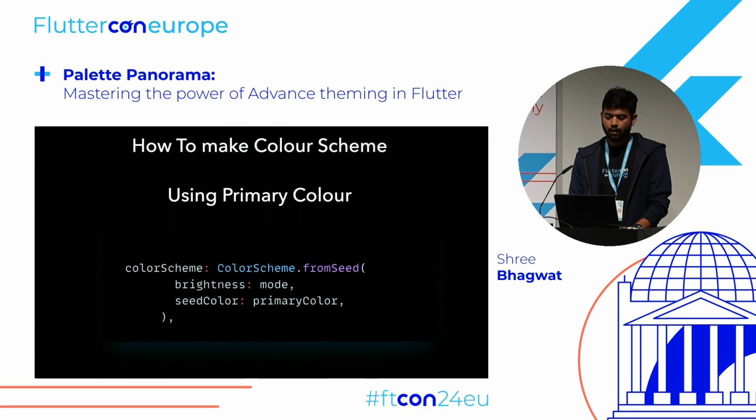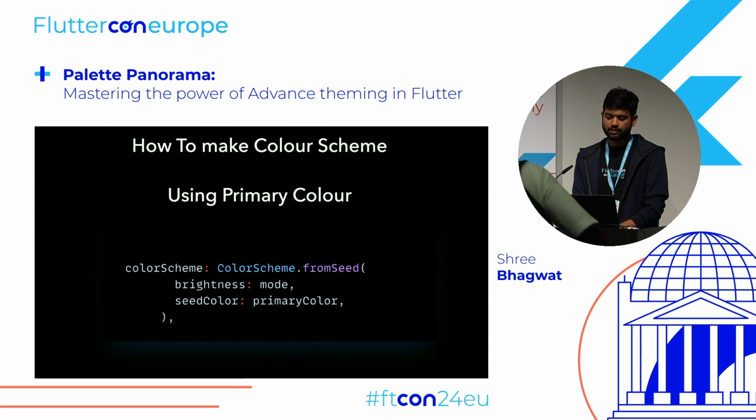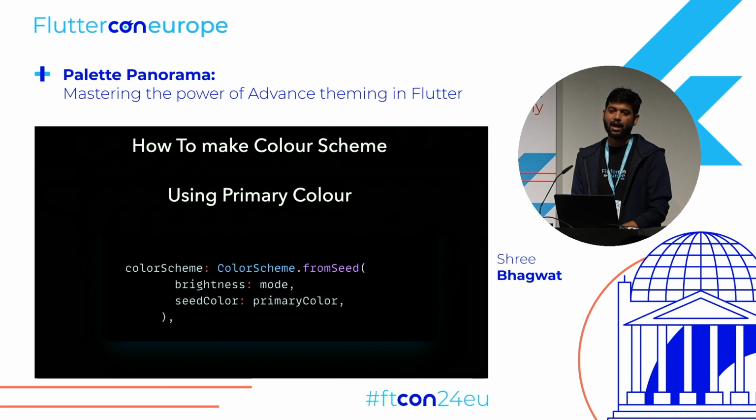Okay. Now, how to make a color scheme? We checked what color schemes are and the different kinds of color schemes. Let's check how to make one. It's simple, from a primary color. Let's say you have a single color, a primary color, then how can you make a color scheme? It is simple: color scheme from seed. You give just one color as a seed, a starting point, and you know how a tree grows out of a seed. The Material component will create an entire theme for you just from a single color. So you give the brightness.